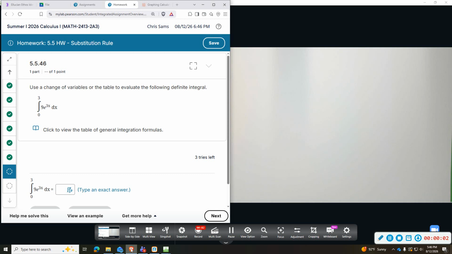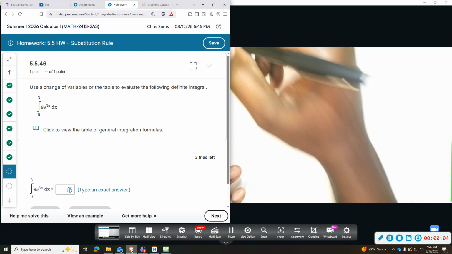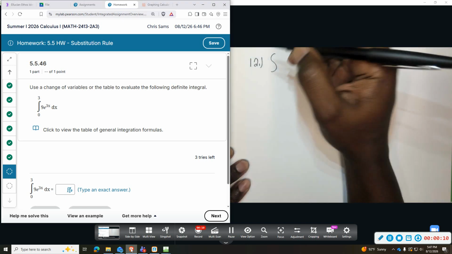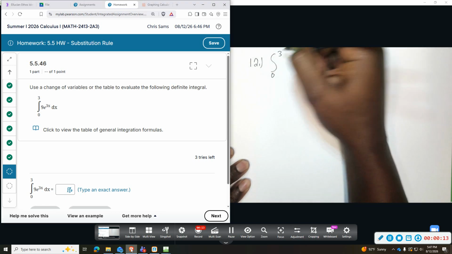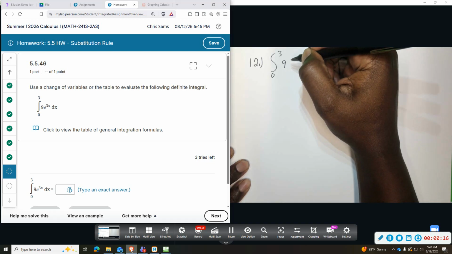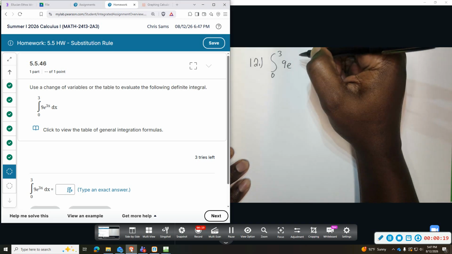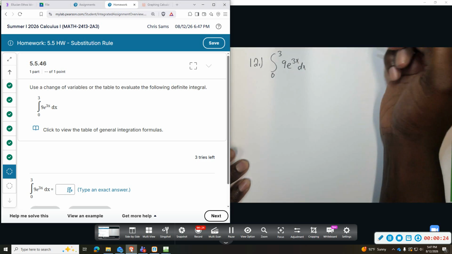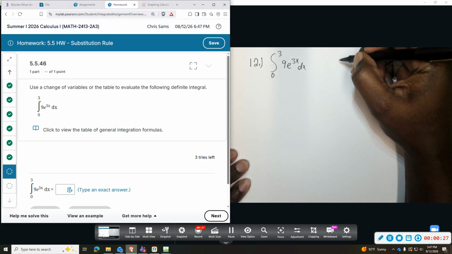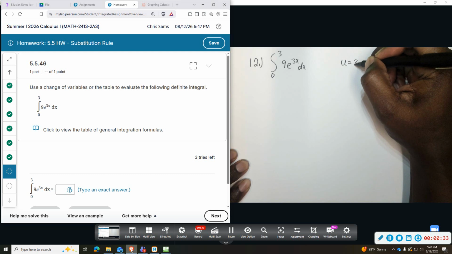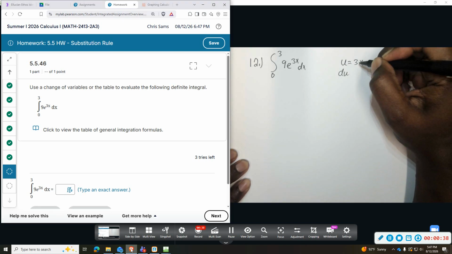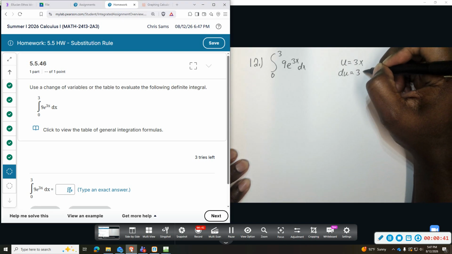All right, number 12, we're going to do change of variables to evaluate the integral. We are integrating from 0 to 3, 9 e to the 3x power. We're going to let u equal the exponent expression, so u equal 3x. In doing so, du, derivative of u, would be equal to 3 dx.